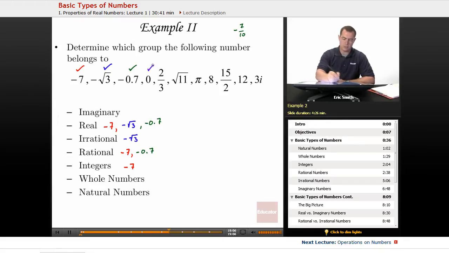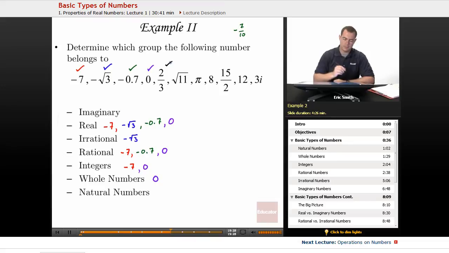Moving on to 0. 0 is a type of real number. It is a type of rational. It is a type of integer. And it is a type of whole number, so it gets to be in a lot of different groups. Remember, it is not a natural number, since that starts at 1 and goes up.